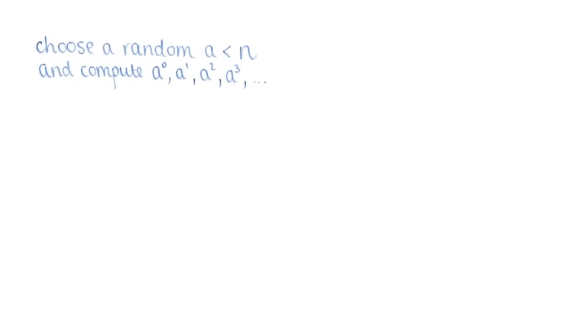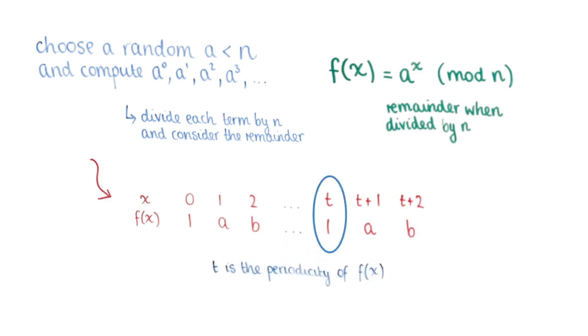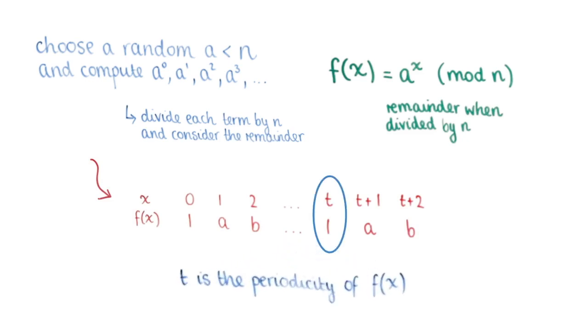We start with some random number a less than n and explore the remainder when a taken to the power of x is divided by n. This sequence, which we can write as f of x is equal to a to the power of x modulo n, where mod n means remainder when divided by n, will eventually show a pattern of remainders. Given that f of 0 is equal to 1, let's find the next term, f of t, when f of t is equal to 1. What we'll get is that the function will repeat after every t values, i.e. t is the periodicity of f of x.